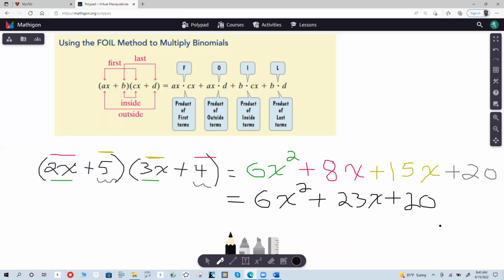Okay. So there's another example of FOIL. What they're going to do in this section P4, which we will probably work on tomorrow, they'll ask you to multiply these two terms. Not a whole lot going on really, guys. So I'm going to give you 1 or 2 minutes maybe to see if you have any questions.